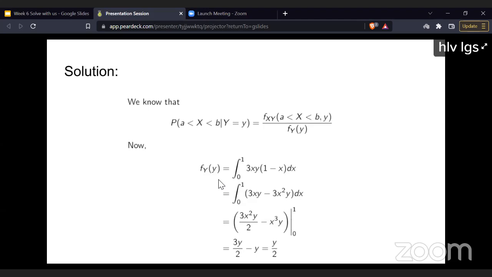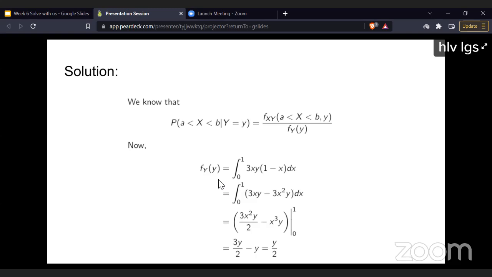Since you are integrating this f(x,y) with respect to the variable x, you are treating your y as a constant, right? You're fixing your y and just integrating over the random variable x. So y is fixed, y is a constant. So you will integrate 3xy(1 minus x). You can write this as 3xy minus 3x square y dx, right?